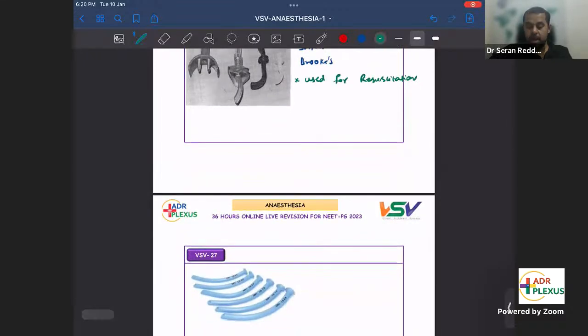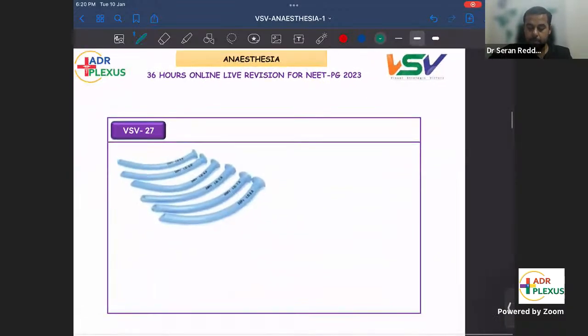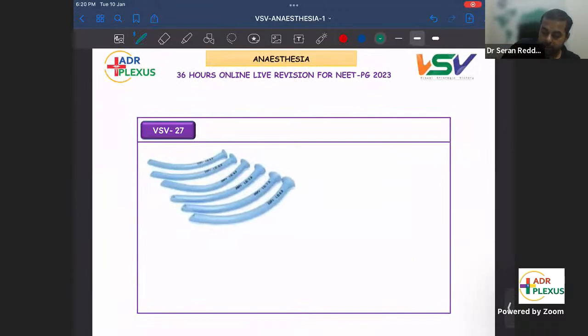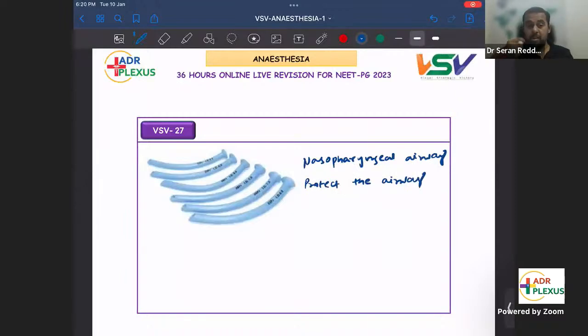Then coming to this is a nasopharyngeal airway. This also is used to protect the airway, but is inserted through the nose, and the correct size measurement is tragus to tip of nose.